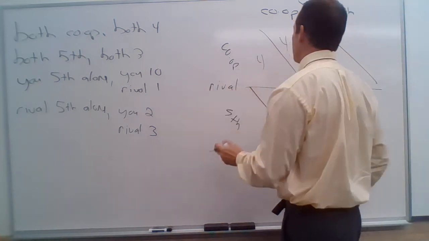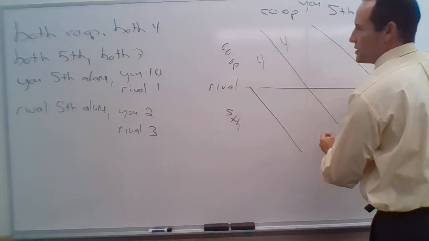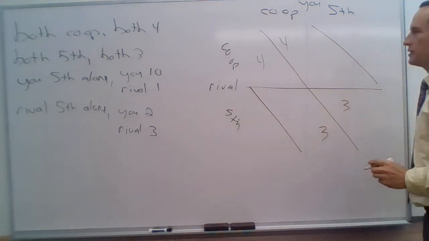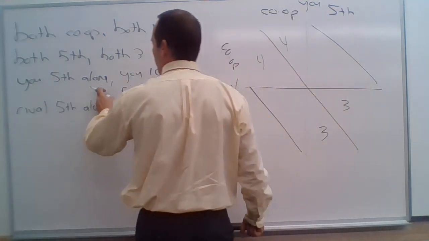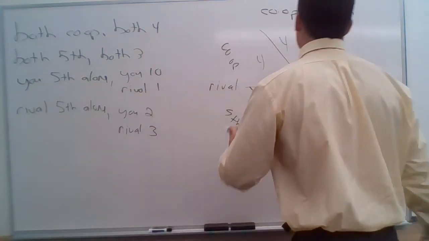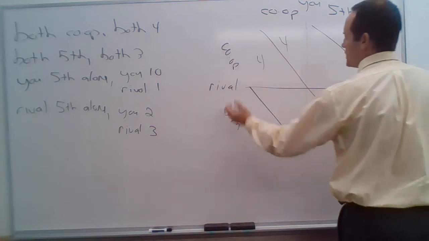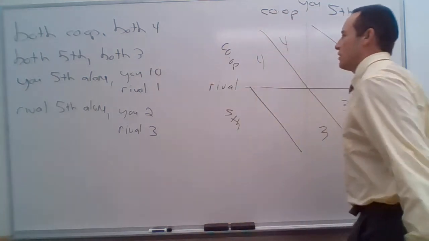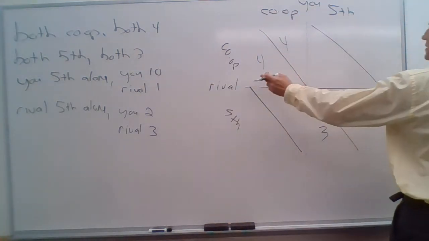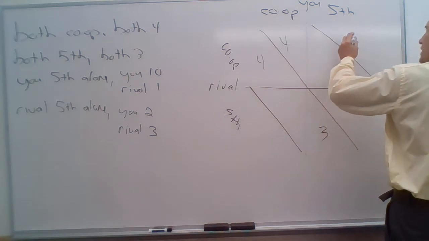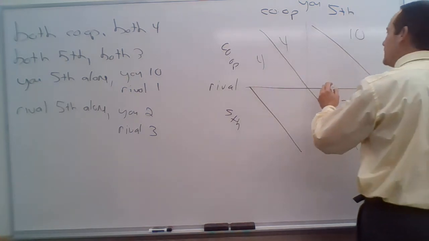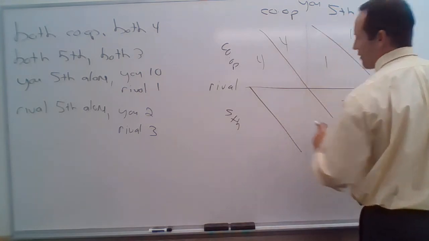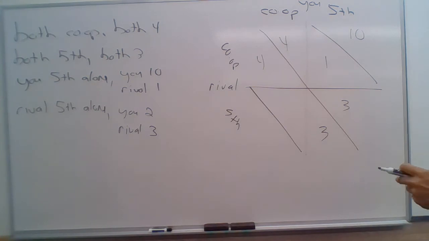If both of you plead the fifth, both get 3. So far it's symmetrical. Will it stay symmetrical? Let's see. You fifth alone. If you plead the fifth alone, that means he's cooperating. You get 10, so you are up and to the right, and he gets 1. Now for this to be symmetrical, this would have to be 1, and that would have to be 10. But as you are seeing, that is not the case.